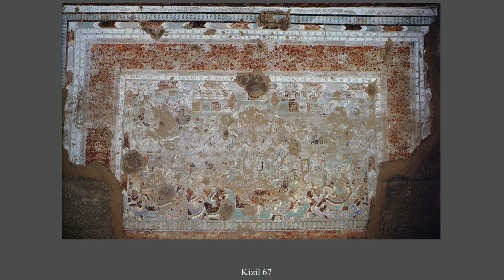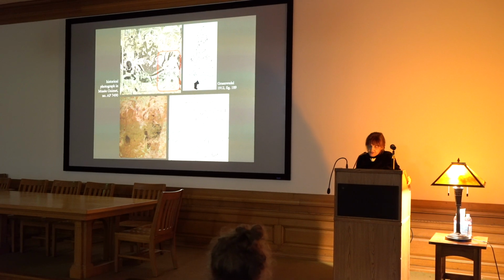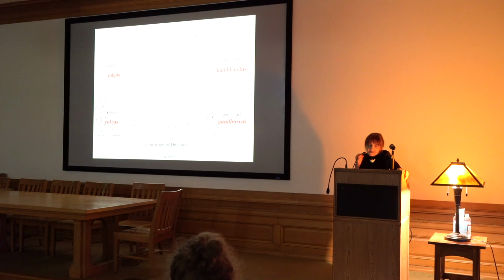You say preserved is maybe not so good a word, but when you blow up, especially in the lower part, there are still several things which could be recognized, and we have historical photographs in Musée Guimet. That's from the French expedition in the beginning of the 20th century. Also, the Grünwedel expedition had seen this painting and made some drawings. The upper part is not so well preserved, but still it is possible to recognize a lot. So what is the painting showing?